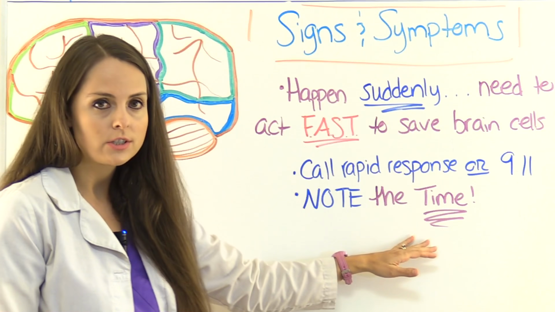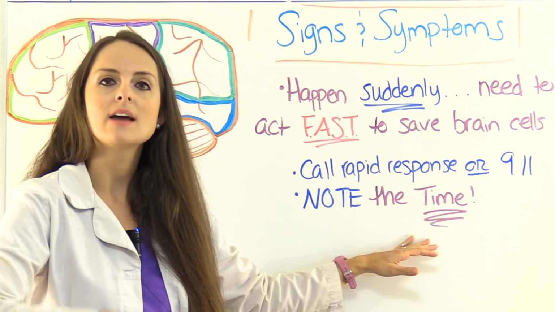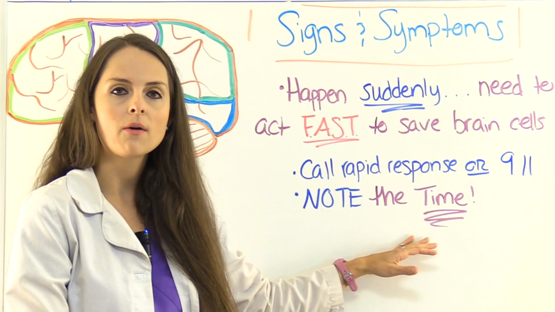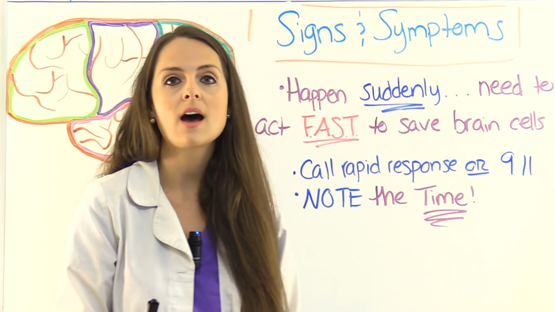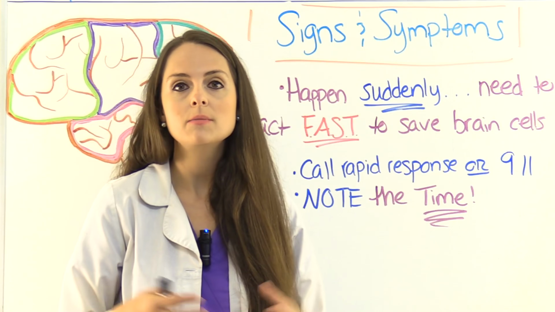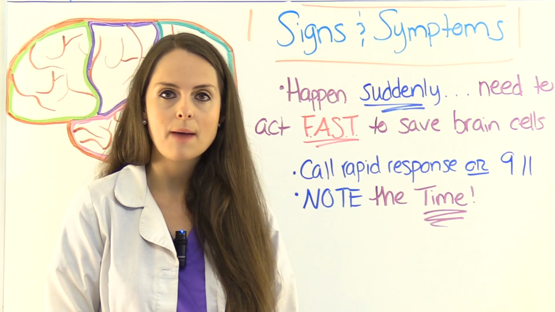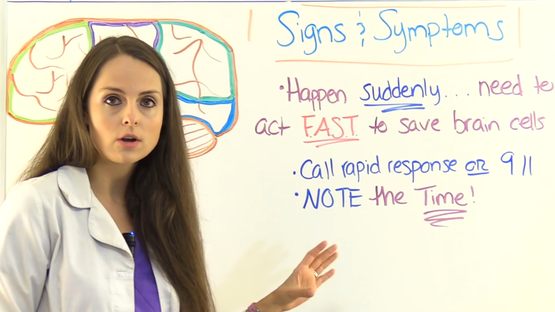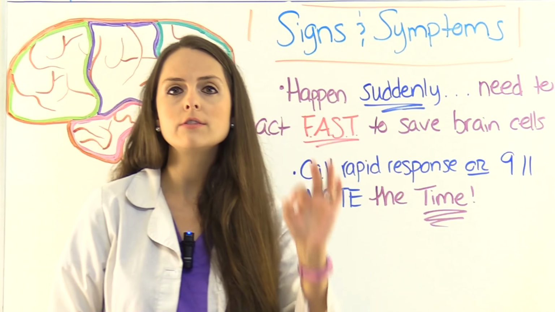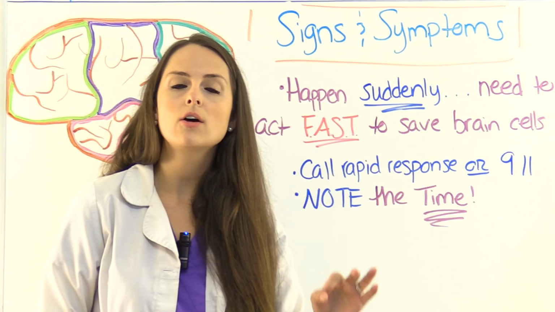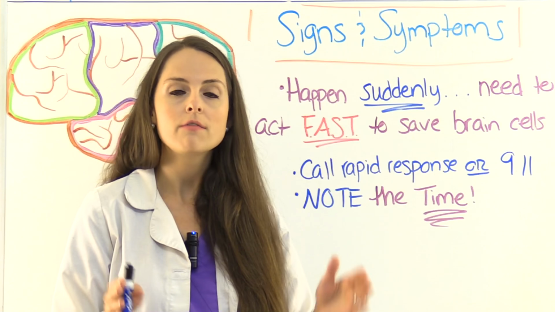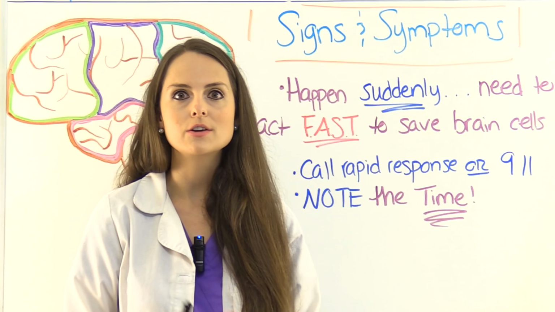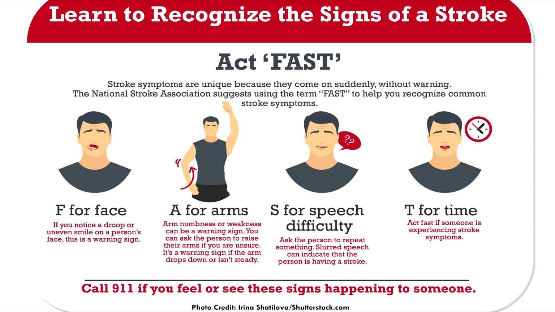Another thing that's super important to do is to note the time when these signs and symptoms started. If you don't know, ask the patient, or if you were there observing them, take a look at your watch and look at the time. Because the first question that's going to be asked is, what time did these signs and symptoms happen? If this is an ischemic stroke, where there's a clot blocking the flow of blood to the brain, they can give a drug called tPA, which will dissolve that clot. But they only have a 3-hour window from the time that those signs and symptoms started, so you want to note the time.